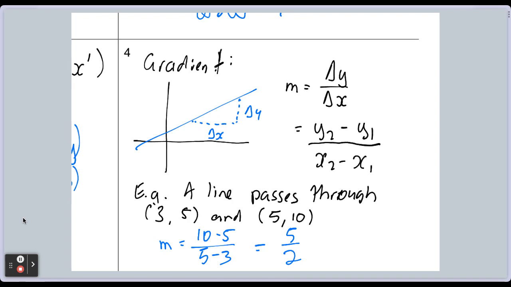And in fact, for gradient, keeping it as a fraction is kind of better. It basically means for a rise of 5 units, I'm going to go across 2. And it gives you a sense of the steepness of it just by thinking about it in that way. Anyone got any questions on that? That's not too bad, is it?